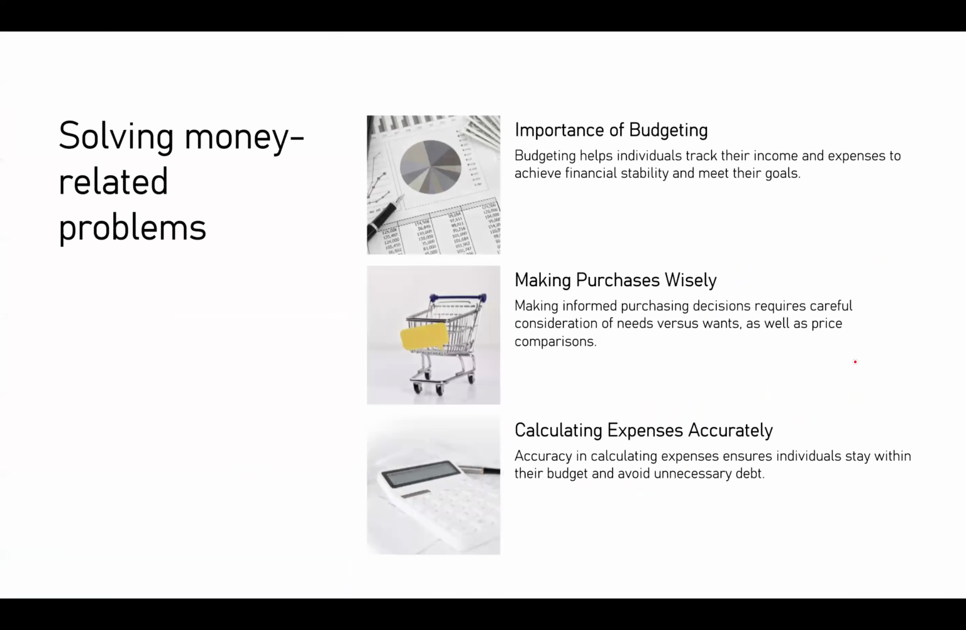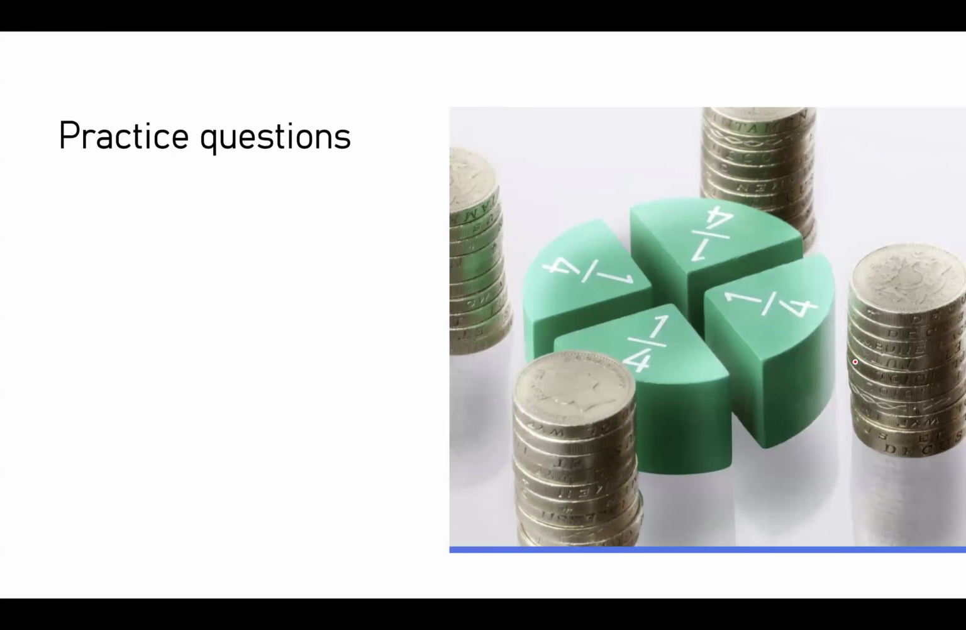25. Calculating money. So we can read this quickly. Budgeting helps individuals track their income and expenses to achieve financial stability and meet their goals. Making informed purchasing decisions requires careful consideration of needs versus wants, as well as price comparisons. Accuracy in calculating expenses ensures individuals stay within their budget and avoid unnecessary debt.